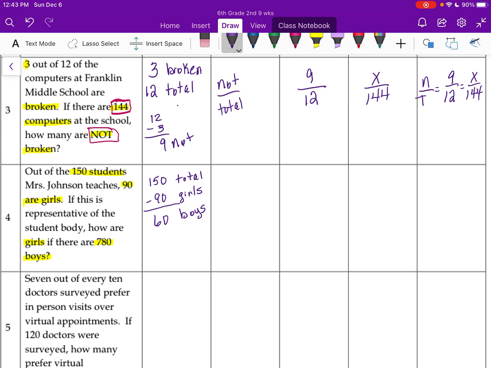Okay, so what ratio do we need to answer the question? So it says, this is representative of the student body. How many girls if there's 780 boys? All right, so let's do a boys to girls ratio. So how many boys from the original information that they gave us? There's 60 boys. And how many girls? 90. Okay, in our other ratio, we need to know the number of girls. So we don't know the number of girls, but we do know that the number of boys is 780. So our proportion would be boys to girls, 60 to 90 equals 780 over x.